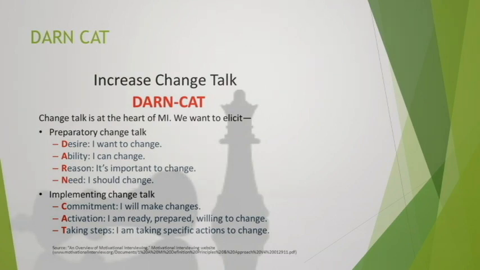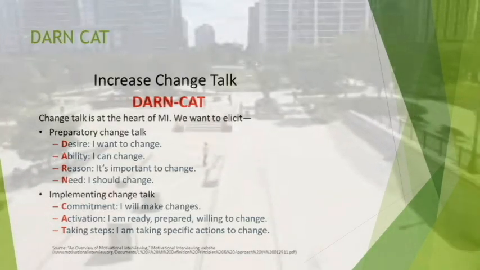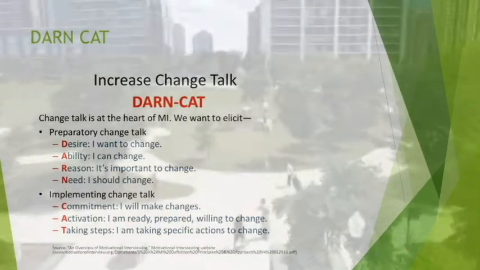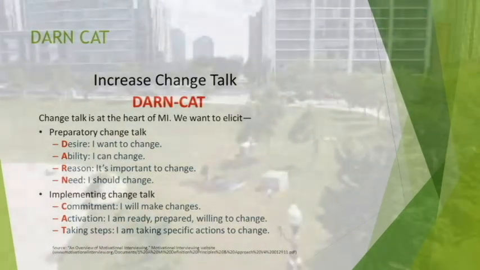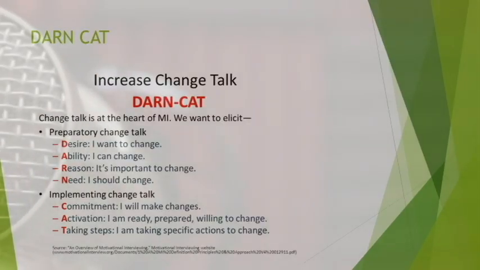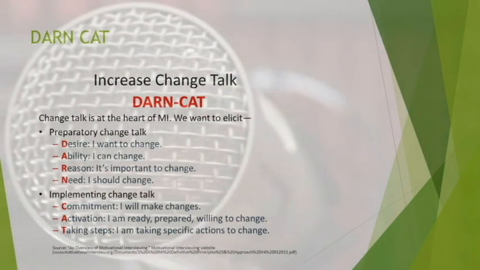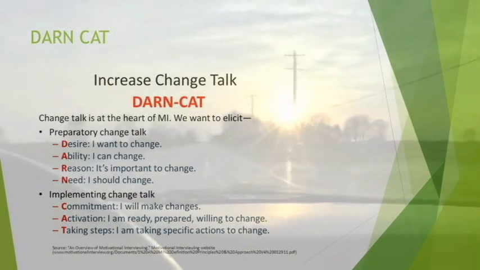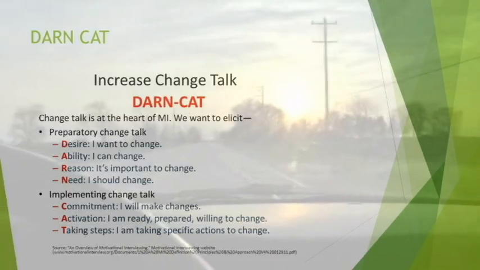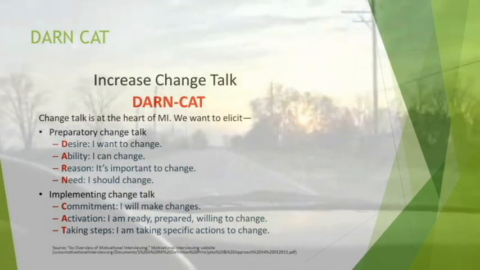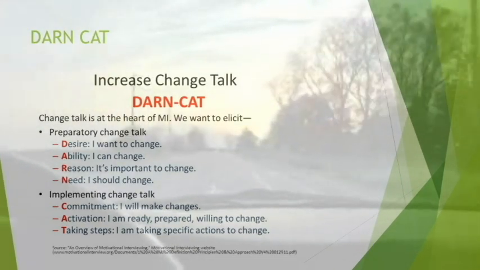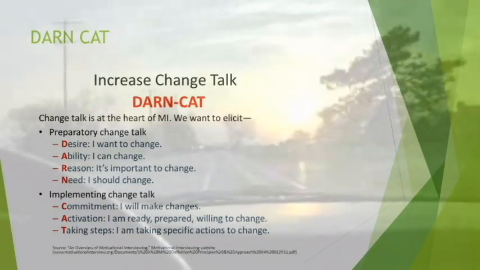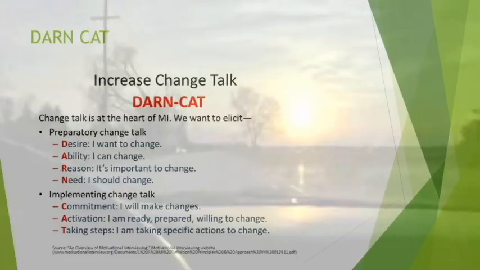Now, if you recall, I have covered the darn cat model before, but we're going to go through it again, just so you have a little bit of a reminder of this, because this is the place where we want to be exploring change talk. The darn cat model is basically this. It helps us to understand and identify the different types of change talk there are. So first off, we have desire. Things like, I want to do this. There's a longing there, a desire for change.